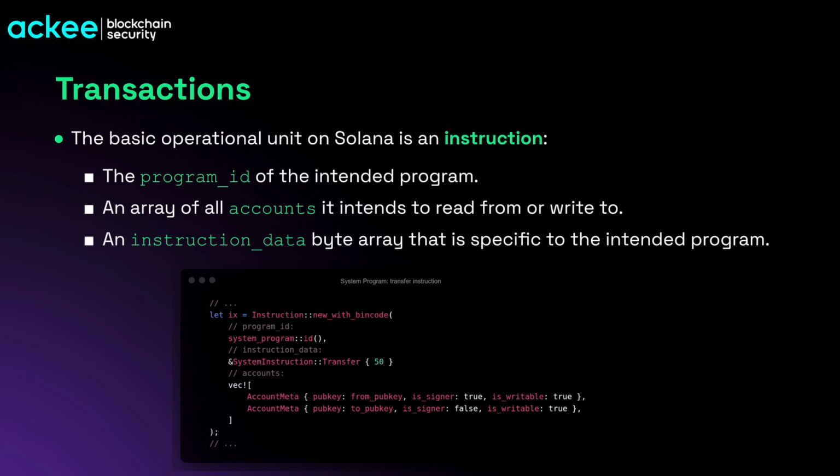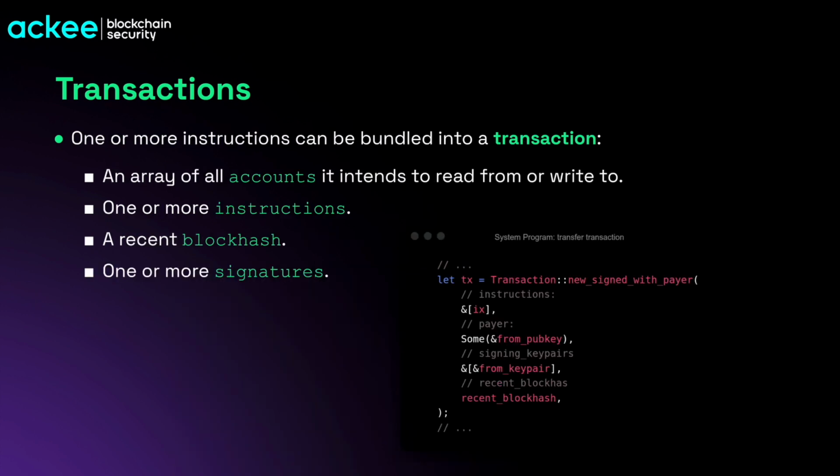Let's talk about transactions. The basic operational unit on Solana is called an instruction. An instruction usually contains the program ID of the intended program we're calling, an array of all accounts we intend to read from or write to, which ties to our previous chapter about accounts. We're essentially supplying some form of user data to the called program, the instruction data, which is a byte array that is specific to the intended program.